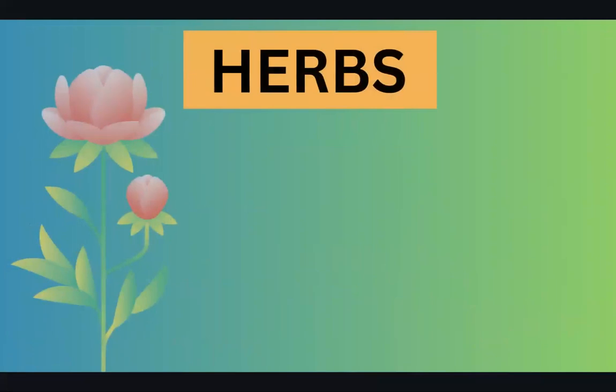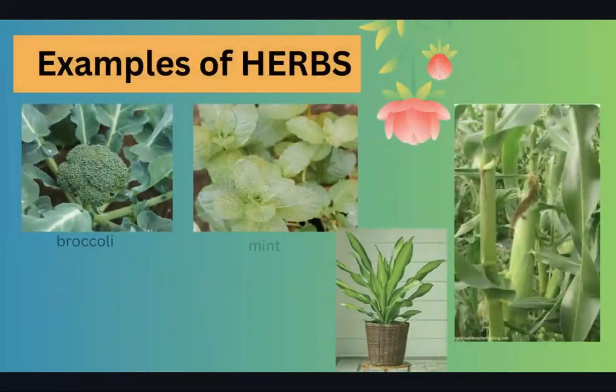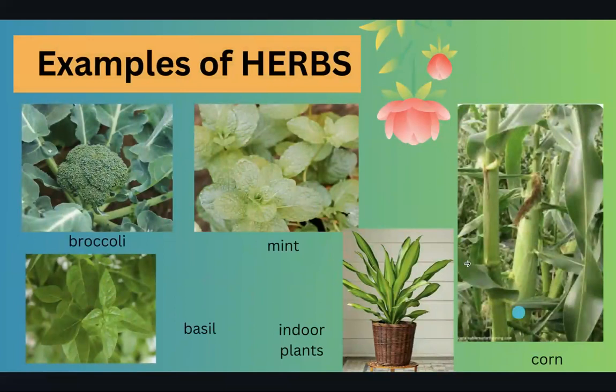Okay. Next groups are the herbs. These plants are shorter than shrubs. So the tallest are the trees, and then the shrubs, and then now we have the herbs. They have weak, thin, and green stems, but are strong enough to let the plant stand upright on the ground. Okay, so these are examples of herbs.